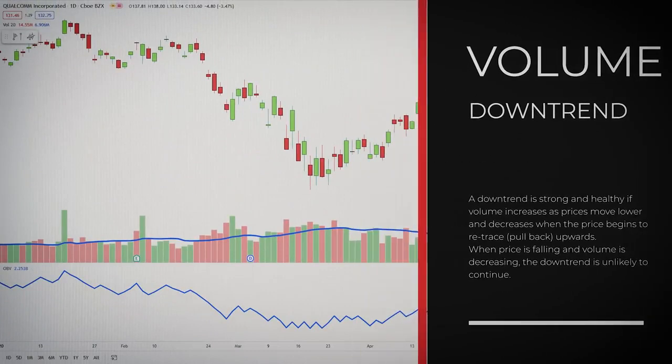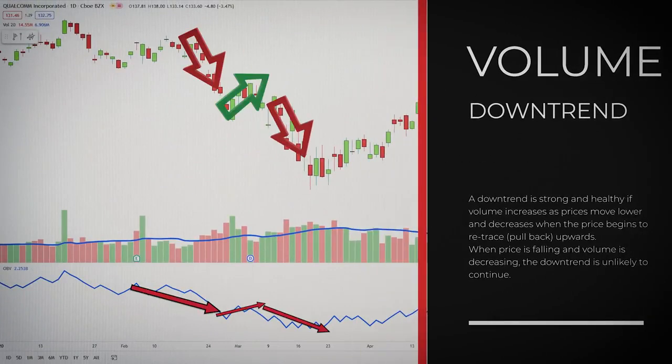A downtrend is strong and healthy if volume increases as price moves lower and decreases when the price begins to retrace during pullbacks upwards. When price is falling and volume is decreasing, the downtrend is unlikely to continue. The price will either continue to decrease, but at a slower pace, or start to rise.